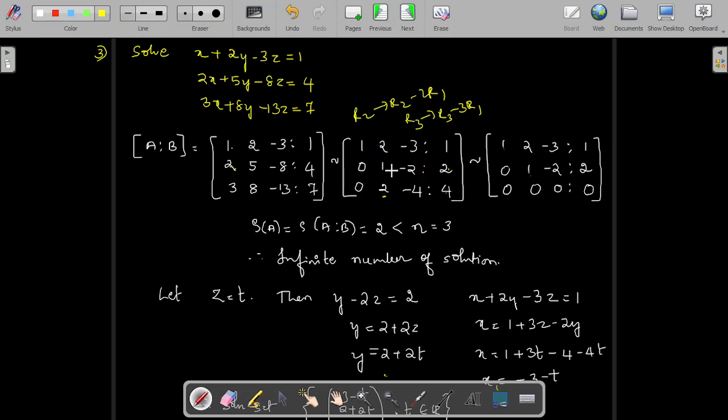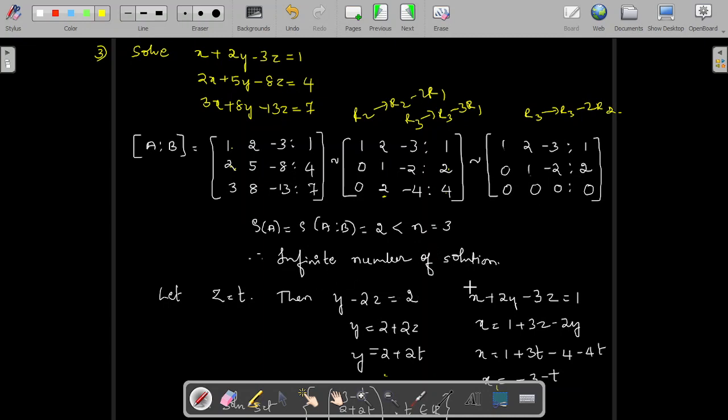Now again, this is the first non-zero entry of the second row. Element below the pivot must be made 0. So 2 minus 2, 0, and minus 4 plus 4, 0, 4 minus 4, 0. That is R3 changes to R3 minus 2 into R2. So therefore, you will get rank of the augmented matrix equal to rank of A, which is equal to 2, less than the number of variables, infinite number of solutions.